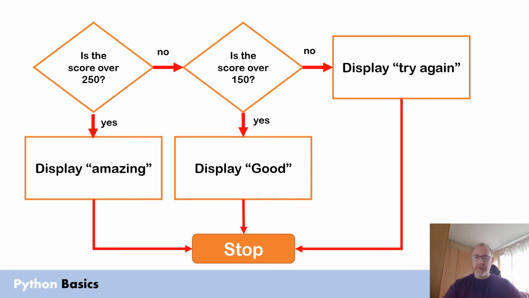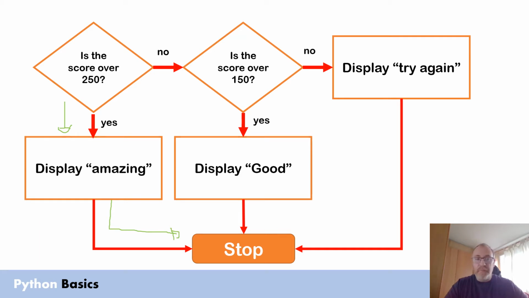So let's think of this scenario. Imagine this flowchart. Here I've got a flowchart where the first question is: is a score over 250? If the answer to this question is yes, it's going to go down this way. So it's going to go from the if statement down to displaying amazing. And then it's going to go this way to stop.